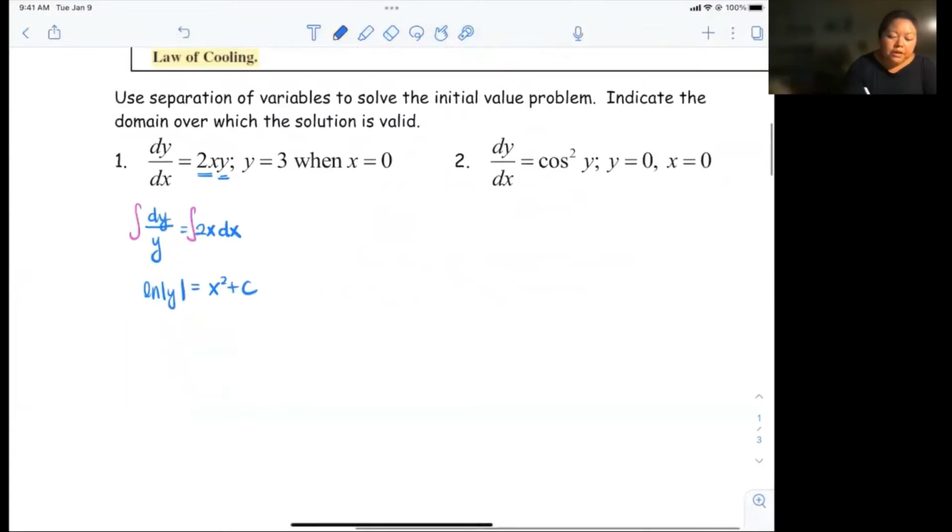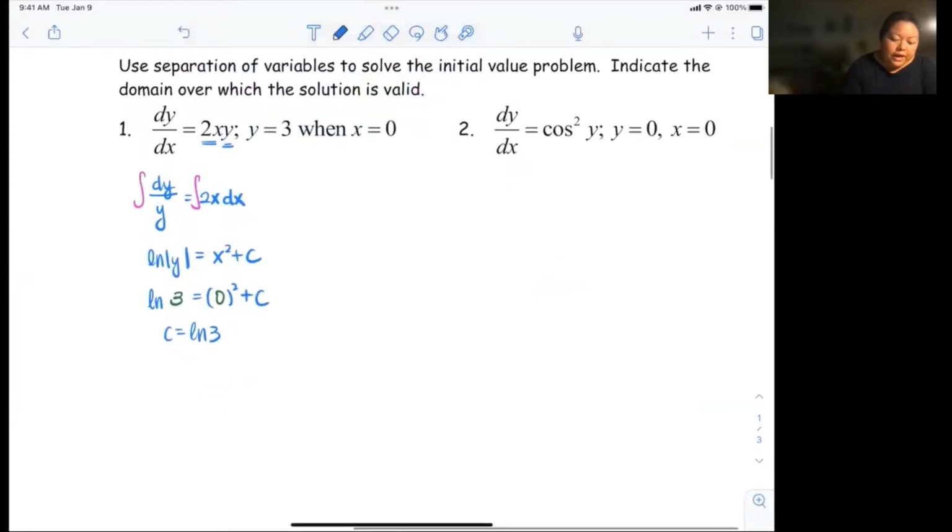Now, you can go ahead and plug in your initial value. It tells you y equals 3 when x equals 0. So natural log of 3, x equals 0. So I'm going to have natural log of 3 equals 0 plus c. So c is natural log of 3, okay? Now I'm going to go ahead and plug it back in. I have natural log of y equals x squared plus natural log of 3, right?